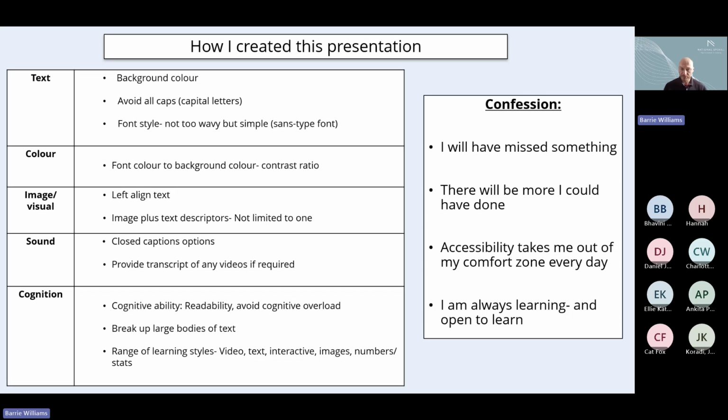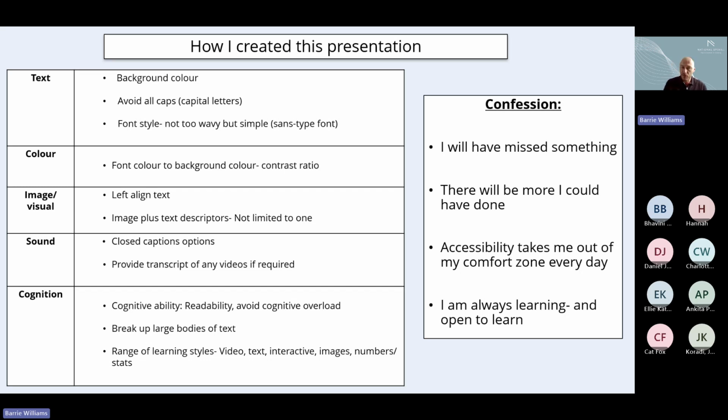And again, cognition. This is about how you might think and how you might be able to process things. So cognitive ability. So how readable is your document? Again, this is something which is very, very underdeveloped in terms of people's thinking, is actually can a person read your document for their reading age? Okay. And again, I'll show you something on that in a second. Break up large bodies of texts and then a range of learning styles, so video, text, interactive, for example.